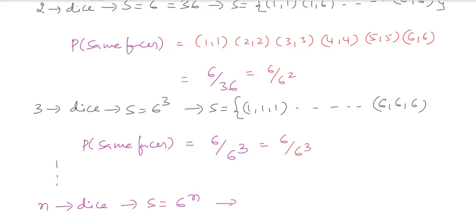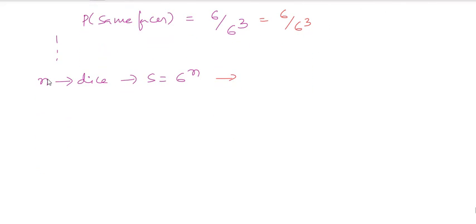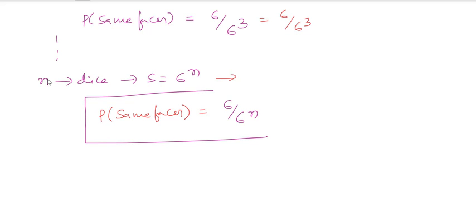Similarly, what is the probability of getting the same faces for n dice? I can represent it as 6 divided by 6 to the power of n. This is the generalization part. This is the way of solving a problem. These are the things you have to keep in your mind to solve problems on the probability concept. So generalize these things.